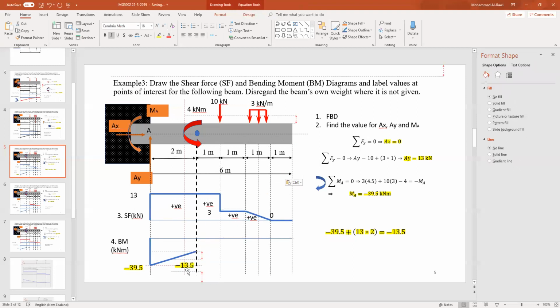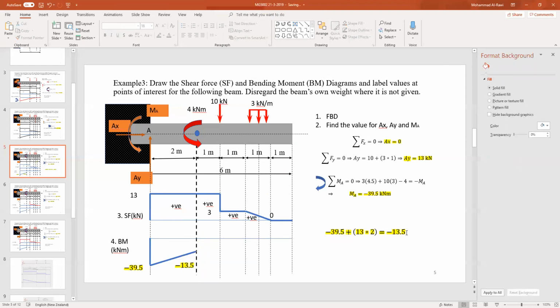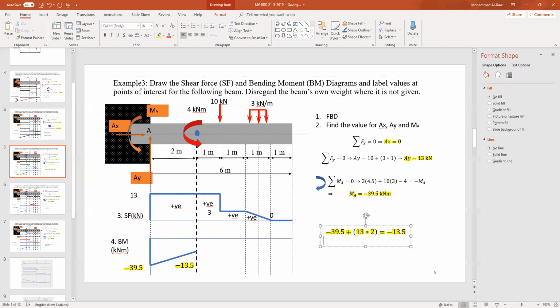And now I need to go to the second rectangle. So minus 13.5 plus, because it's a positive area, what you have is 13 minus 1. But before that, what's interesting, I cannot do that. So this should be 13.5. Now also I have a negative 4 kilonewtons, minus 4. This will give me minus 17.5.